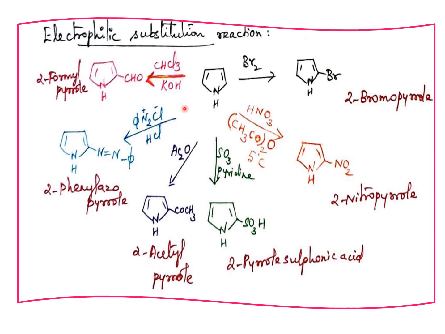Similarly, pyrrole can undergo the diazotization reaction also to provide 2-phenylazopyrrole. And pyrrole also undergoes the Reimer-Tiemann reaction with chloroform and potassium hydroxide to form a formylated product such as 2-formylpyrrole. So likewise, as pyrrole is aromatic in nature, it undergoes electrophilic substitution reaction.